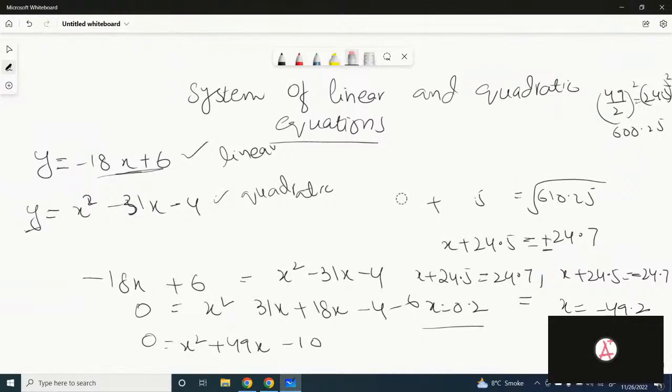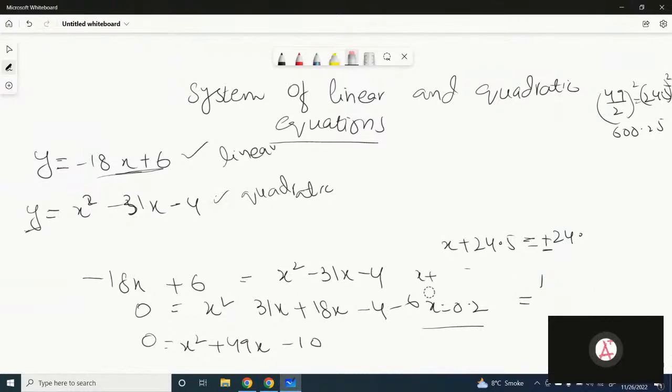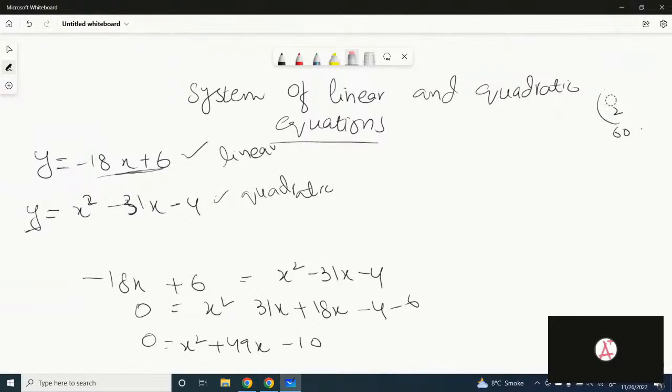Got it? Let me just write down the equation again. It would be negative 13x, 31x and plus 18, and negative 4 minus negative 6. So negative 31 and plus 18 would be negative 13x minus 10. Got it? Negative 13x. But how 30?